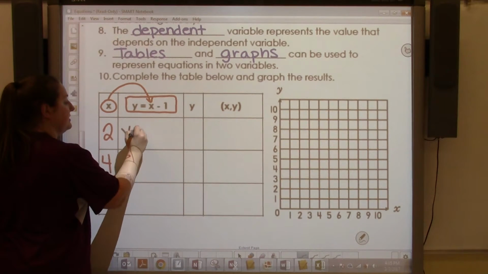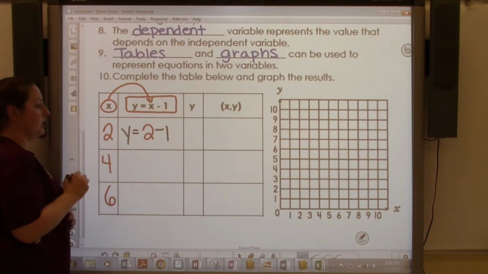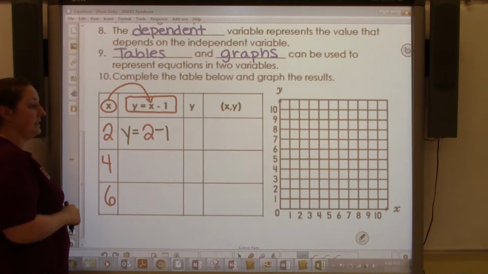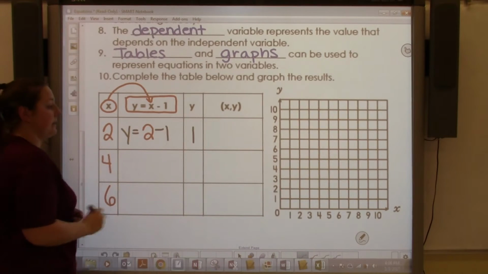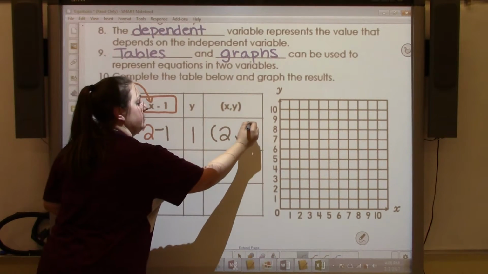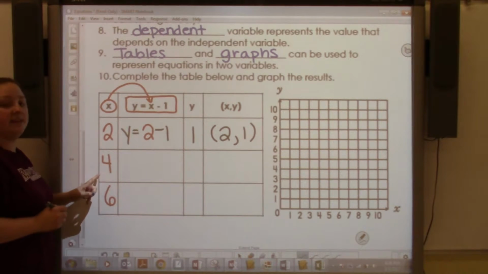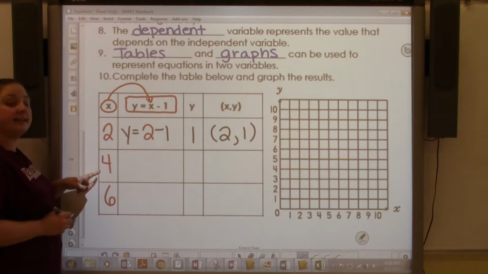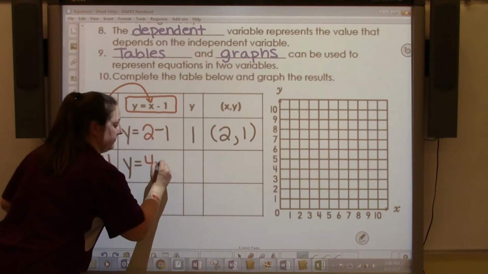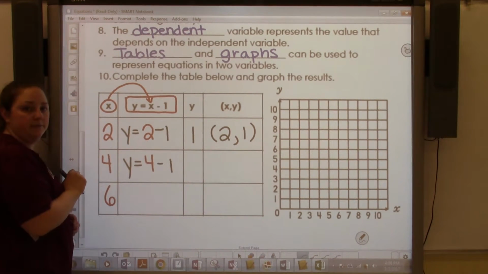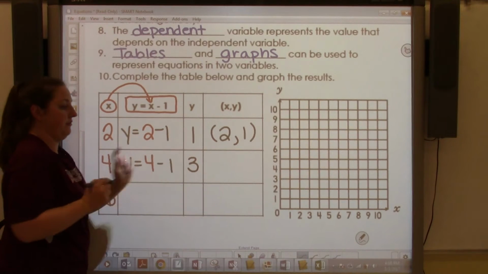So we have that y is equal to 2 minus 1. So when x is 2, y is equal to, well, 2 minus 1 is just 1. So my pair is 2, 1. My x and my y. All right, let's try the next one. So we want to know what happens when x is equal to 4. So y equals 4 minus 1. Well, what is 4 minus 1? 4 minus 1 is just 3. So my ordered pair is 4, 3.